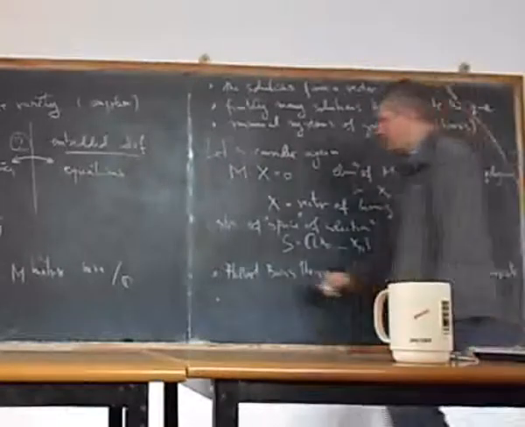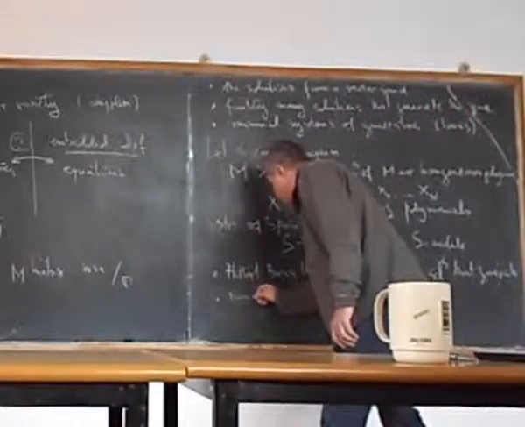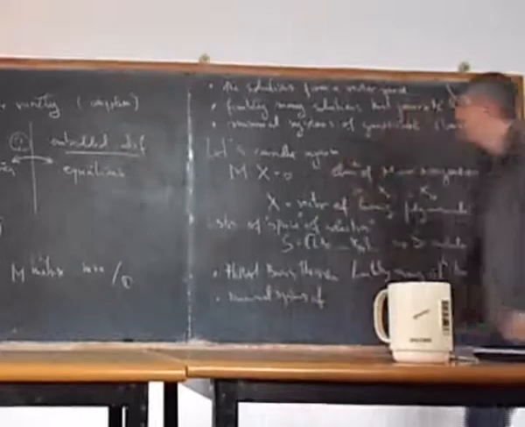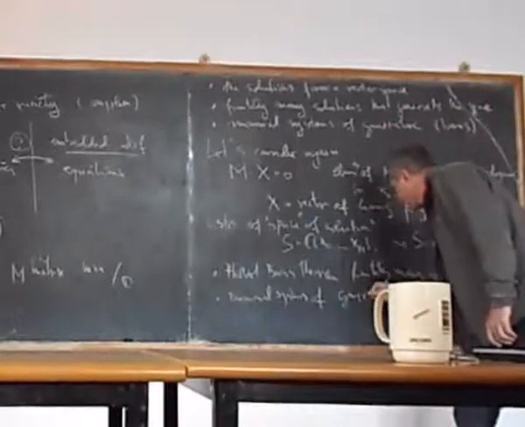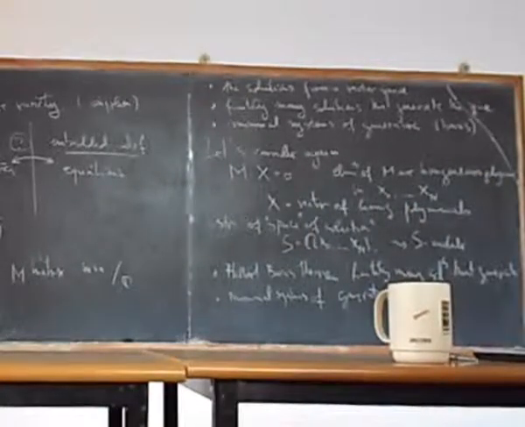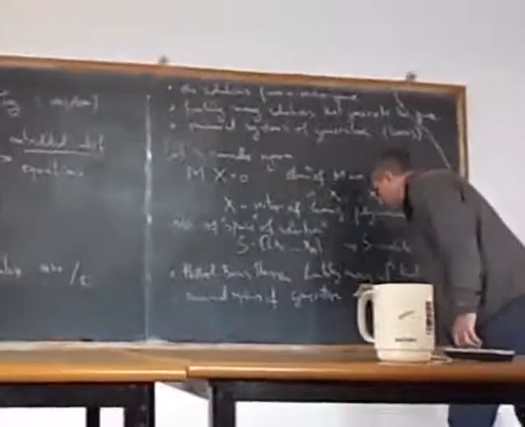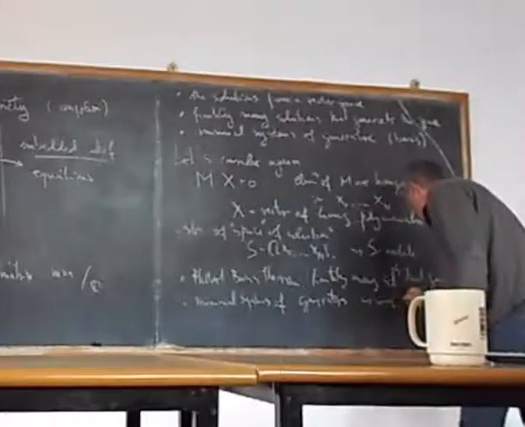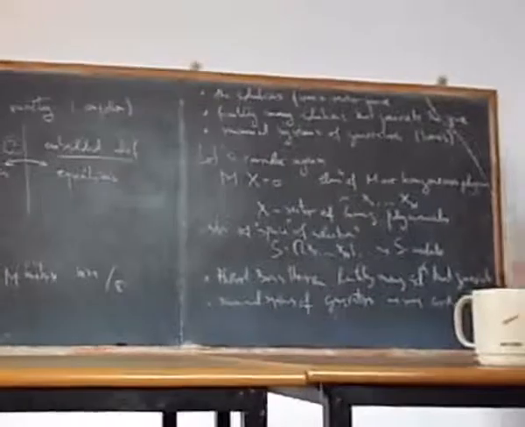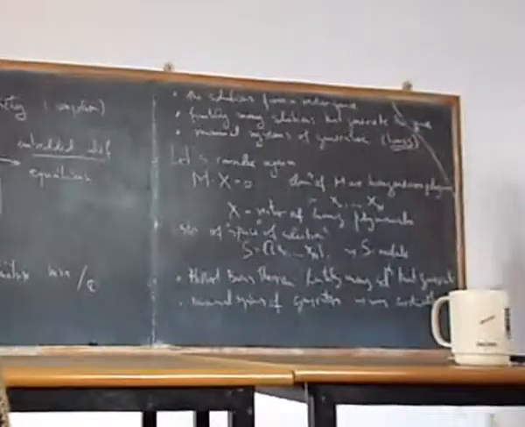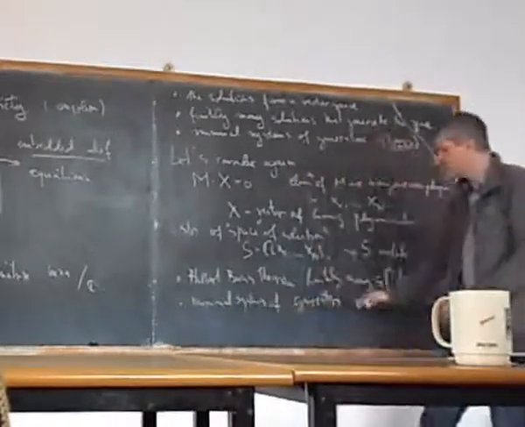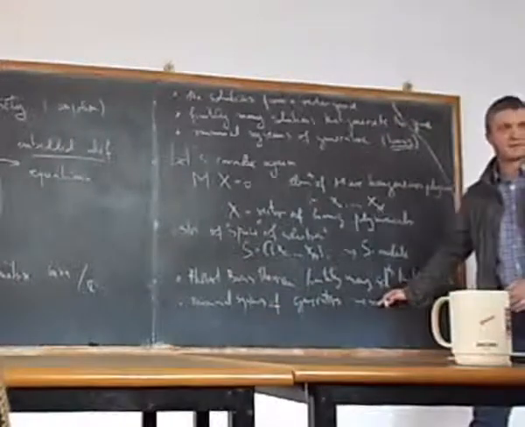Let's ask the last question. Let's inquire a bit about the minimal systems of generators. Do they always have the same cardinality? The answer is yes. What's the difference? Well, the difference is this word here. Minimal systems of generators, in this variable setting, do not necessarily form bases.